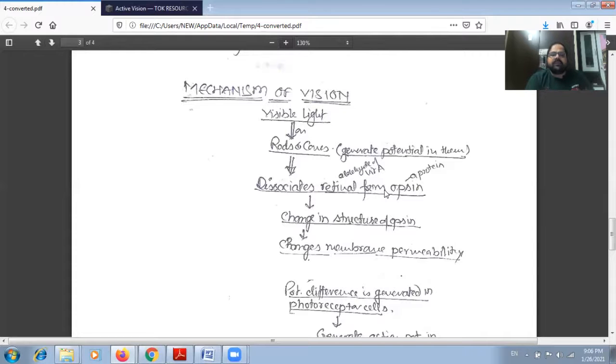So what happens when visible light falls on the rod and cone? A potential difference is created by the dissociation of retinal and opsin. This creates a change in opsin, and it changes the membrane permeability.